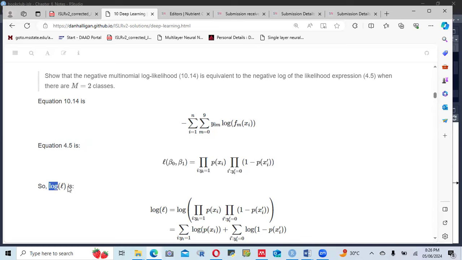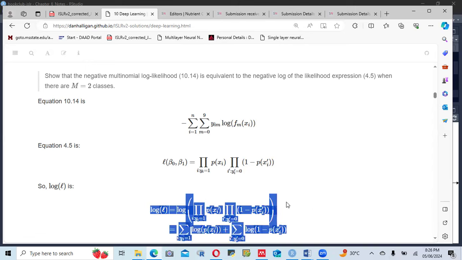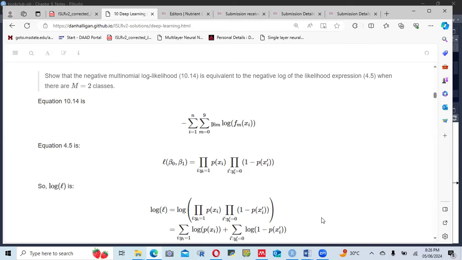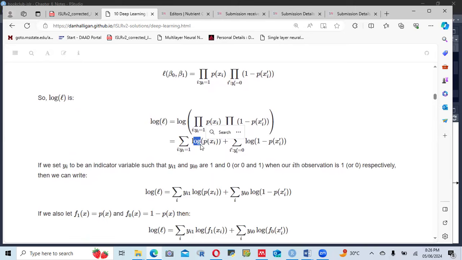So when we apply log to L, what do we have? We just simply have to apply a log to this equation. So we have this P of x_i. So applying log to this term gives us this term. So we just add log of p of x_i plus log of 1 minus p of x_i', where y_i is equal to 1 and y_i' is equal to 0.